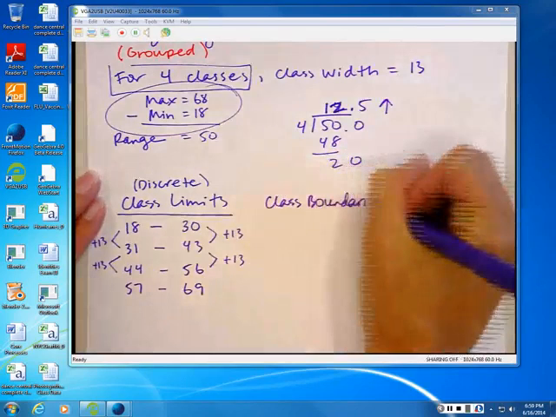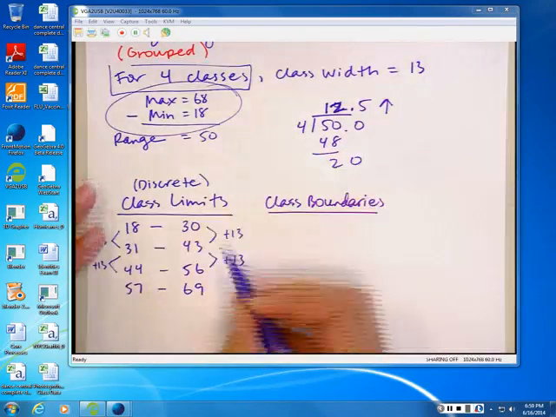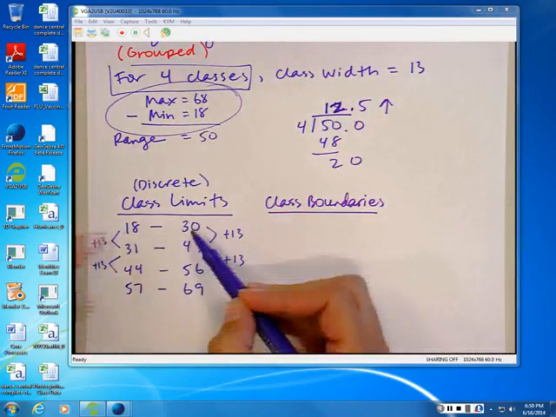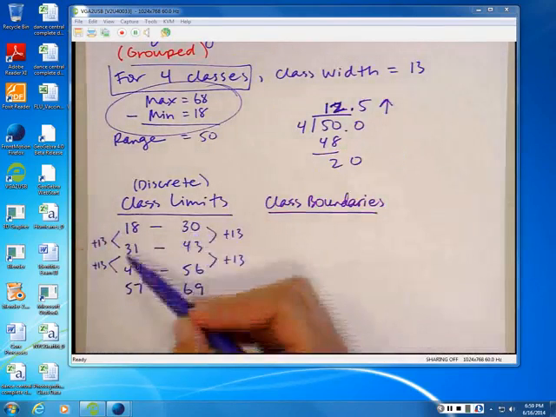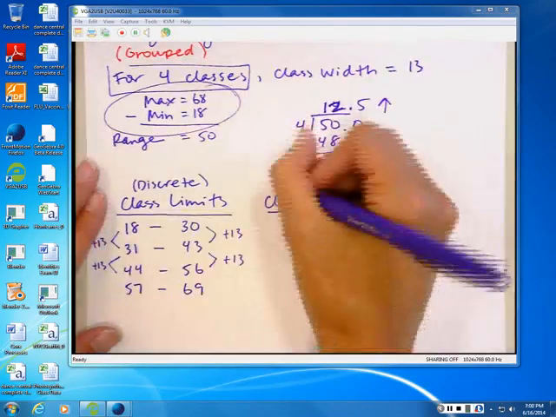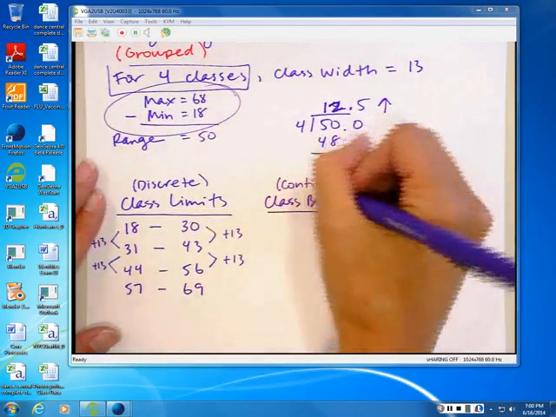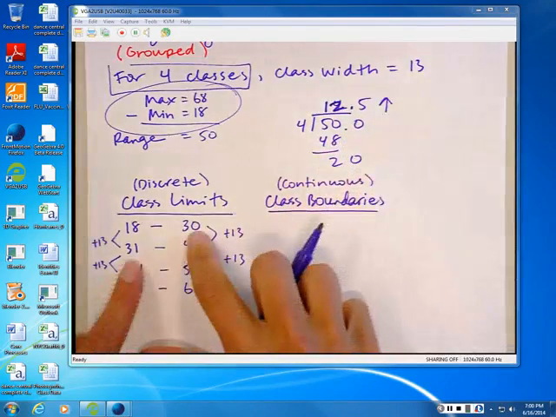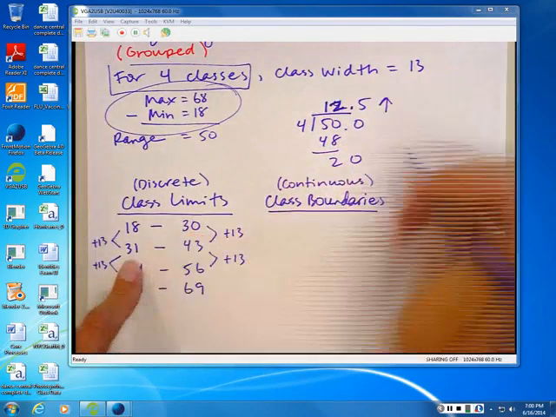For the class boundaries, we take what we've expressed as a discrete variable, 18 to 30, and then I skip to the next age, which is 31, and I change it into the continuous variable that it really is, continuous, which means I want these two values to be the same. I want them to touch. So I'm going to do the 0.5 adjustment.